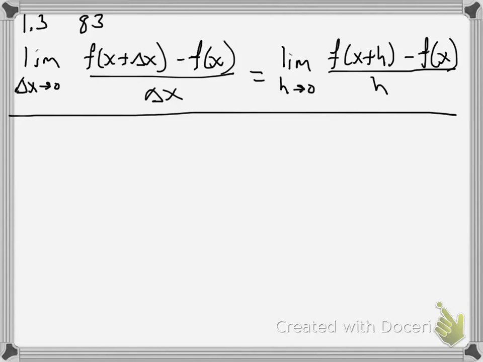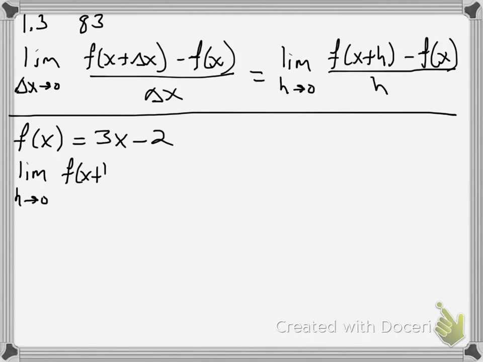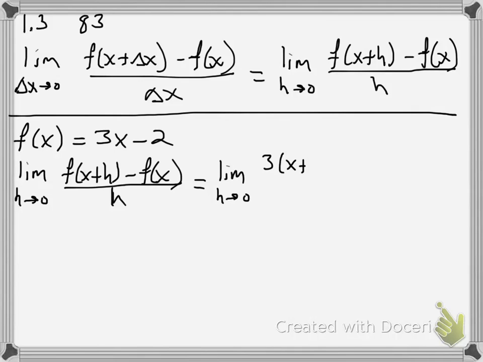In the last three problems, they wanted us to find the limit with this special limit. So let's look at this first one. This is 83. They want us to find the limit using this linear function. So we're going to go ahead and plug all that stuff in. In replacing the f of x plus h, all we're going to do is replace the x with the x plus h. The f of x is already given as 3x minus 2, all over h.